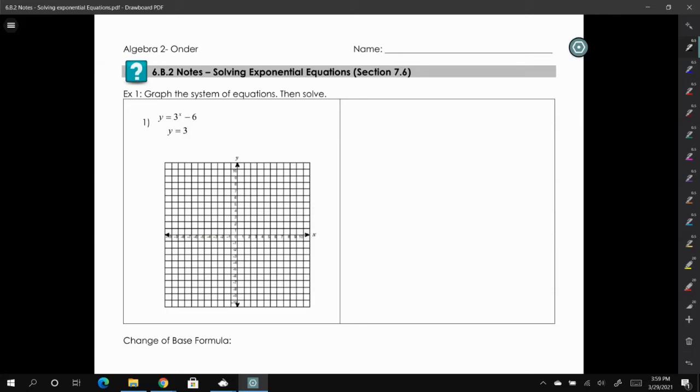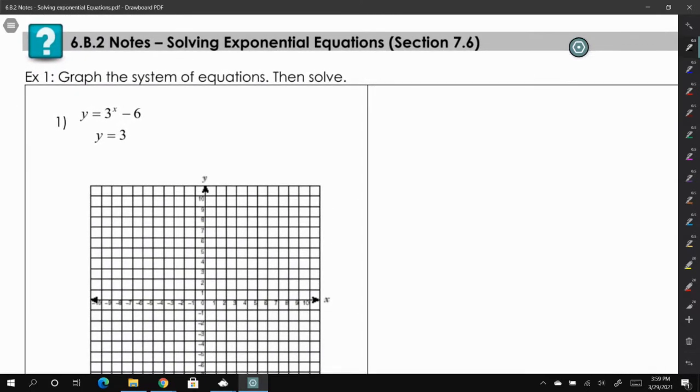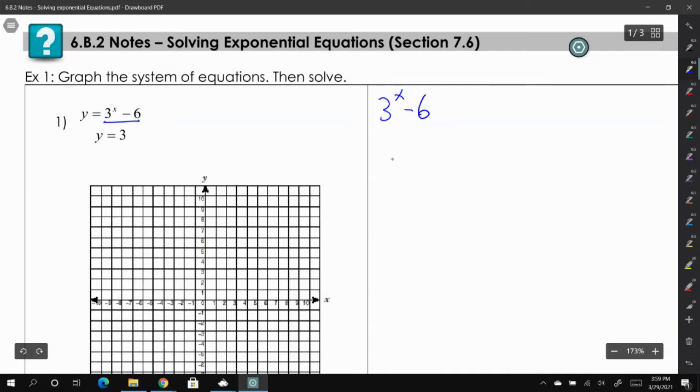All right, today we're going to solve exponential equations. And in order to do that, we're going to eventually have to convert these problems into logs, just like how when we solved logarithmic equations, we eventually had to convert the equation to exponential form. So let's look at this system of equations, and we'll set them equal to each other.